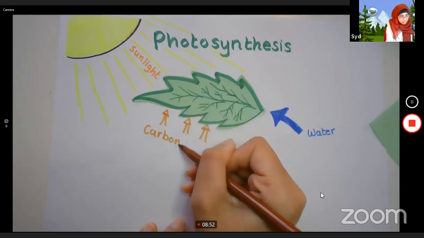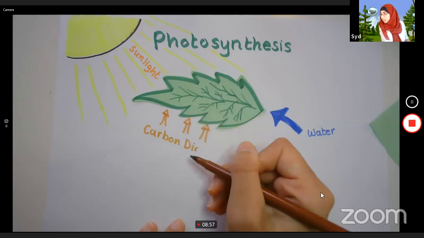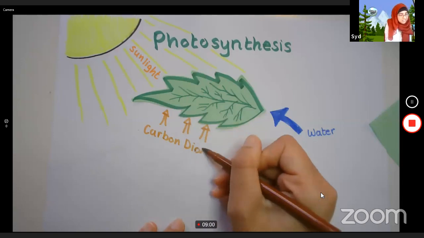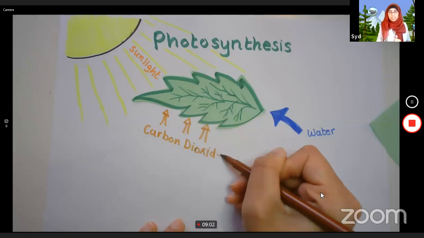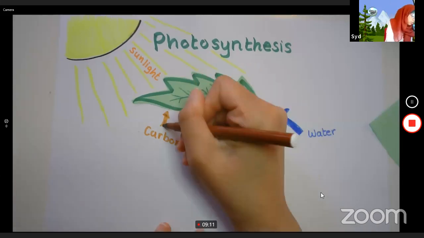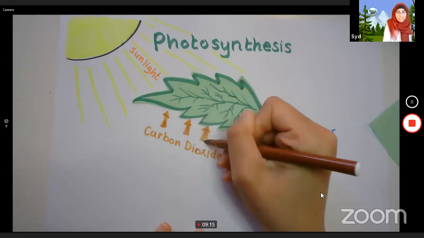So we're going to do carbon dioxide, D-I... how do I spell dioxide? D-I-O-X-I-D-E. I have too many blank moments when it comes to spelling. Carbon dioxide. Okay, so carbon dioxide is going in. I'm going to color these arrows in so they look cool. And it's being diffused into the cells.